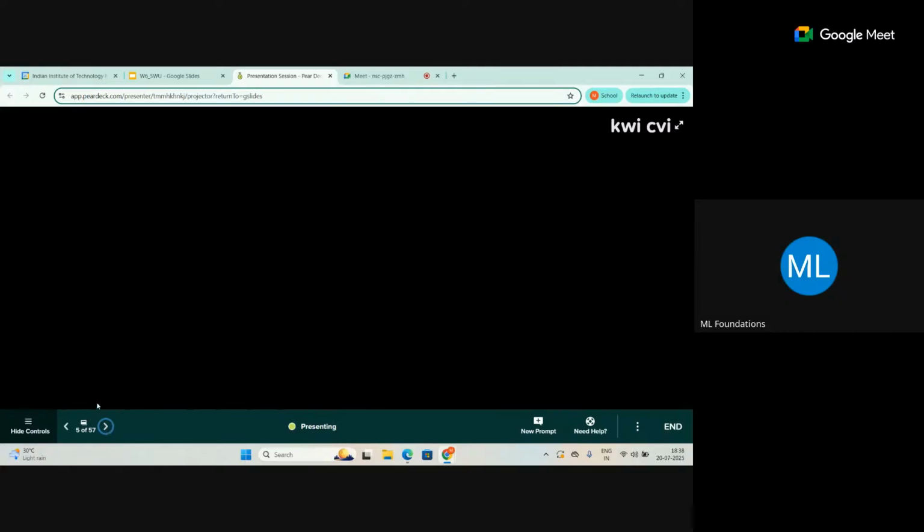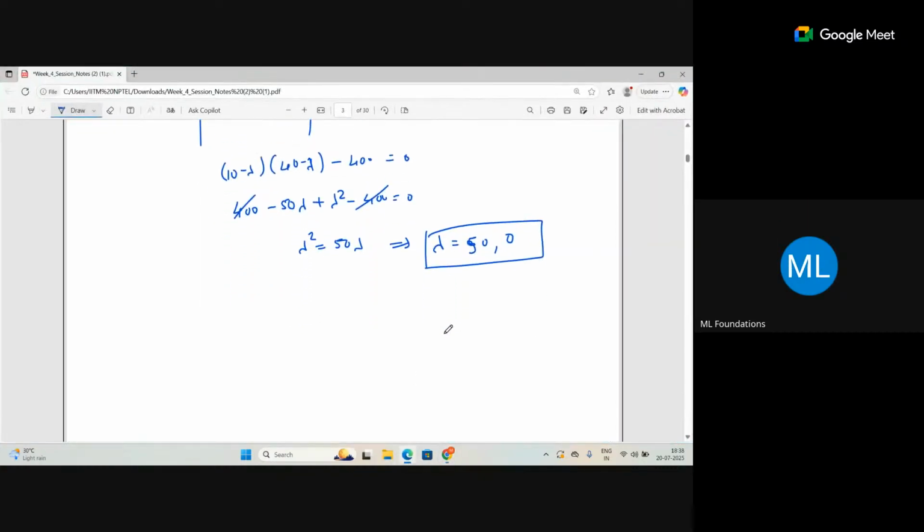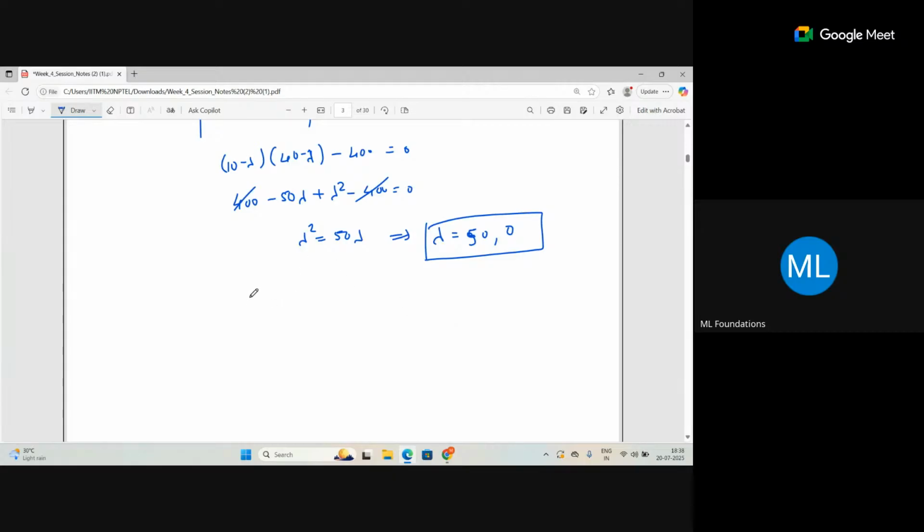Let us see whether that is correct or not. Yes, so these are the two eigenvalues, and once I get the eigenvalues, I know what the singular values are. The first singular value will be the root of lambda 1, that is root of 50, and then 0. So your diagonal matrix will be root 50, 0, 0, 0.